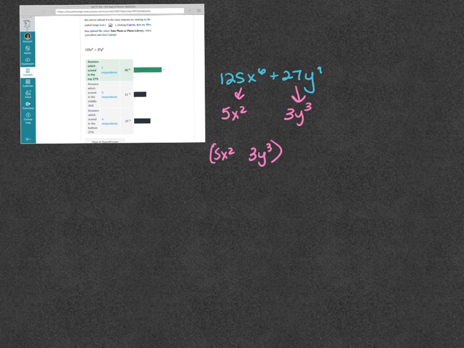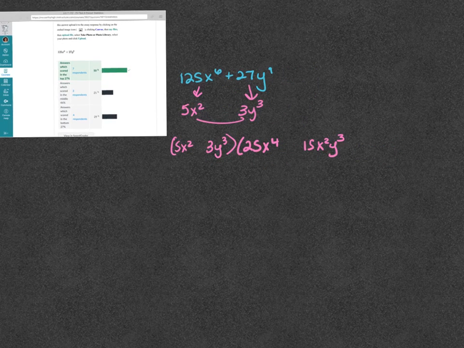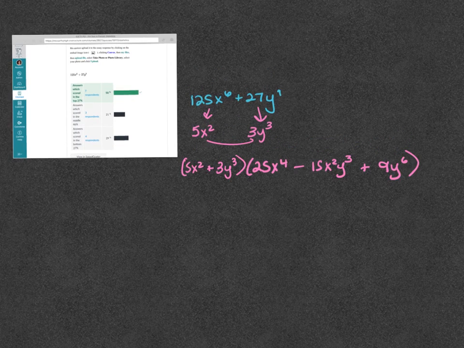Second set of parentheses is the square of the first one, 25x to the 4th. The product of the two, 15x squared y to the 3rd. And the square of the last one, 9y to the 6th. And then the signs go same, opposite, positive. The first one was positive, so same, opposite, positive. And that should have been the answer for that question.